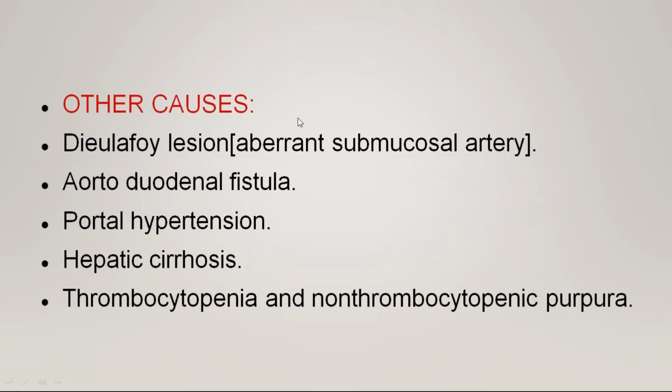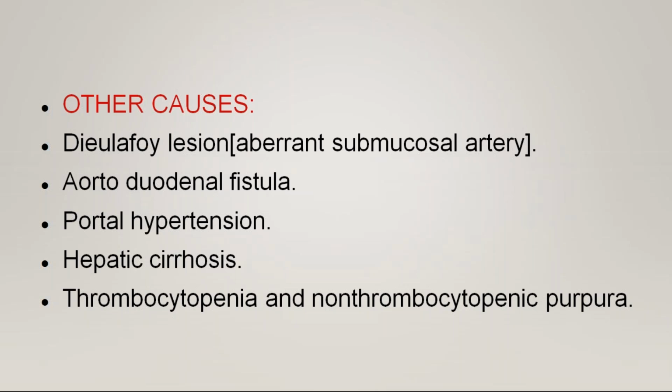So other causes include Dieulafoy lesion. So Dieulafoy lesion is very important. That Dieulafoy lesion is an aberrant submucosal artery. So this aberrant submucosal artery can erode with subtle trauma, food entering into the GIT, that will lead to bleed. Dieulafoy lesion is the most common lesion that will be missed on endoscopy. So we cannot find the Dieulafoy lesion except if we are expert in endoscopy.